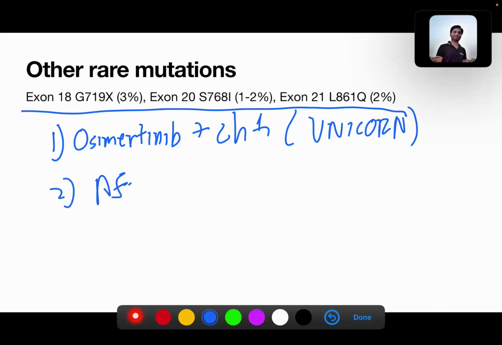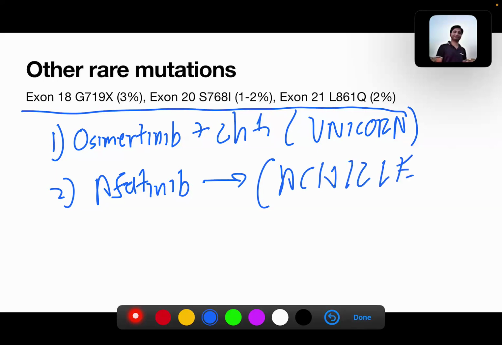You can also give afatinib. Afatinib was compared with chemotherapy for these rare mutations and it led to an OS benefit in the ACHILLES trial. That was a phase 3 trial. So these are some of the options you can use: osimertinib plus chemotherapy or afatinib.